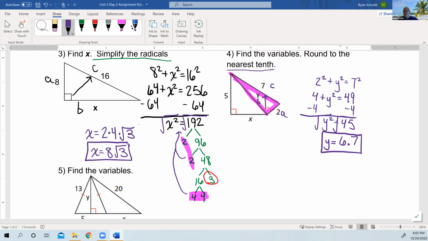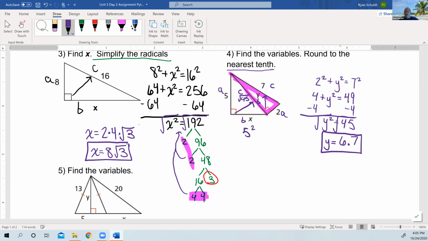Okay, now I can use this 6.7 here for y, but I really don't want to right now. I want to say this whole side is the square root of 45, and you'll see why in a second. So that means that will be my new c. 5 is a, x is b.